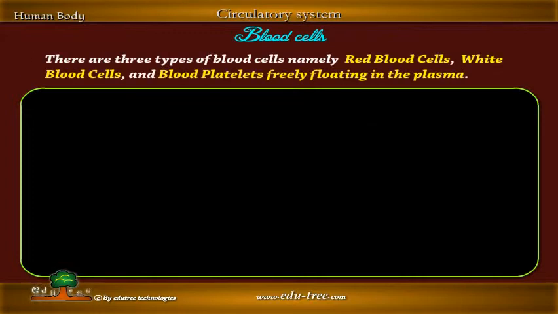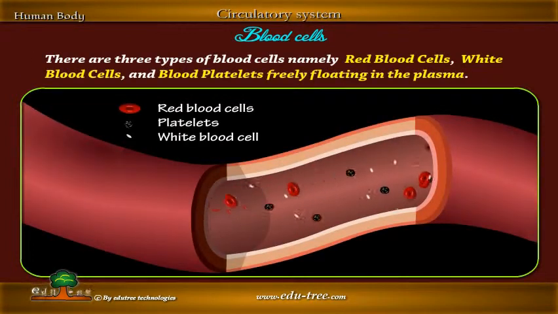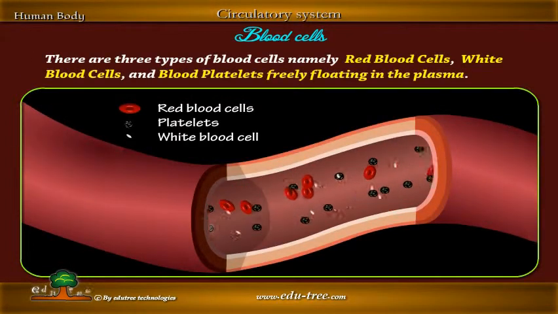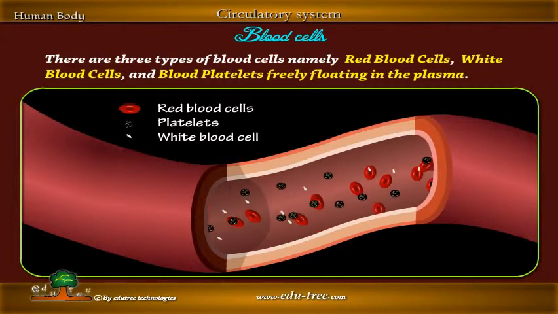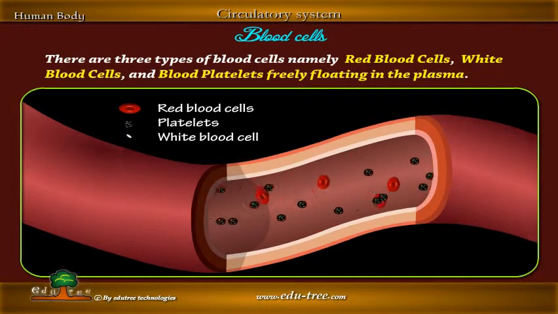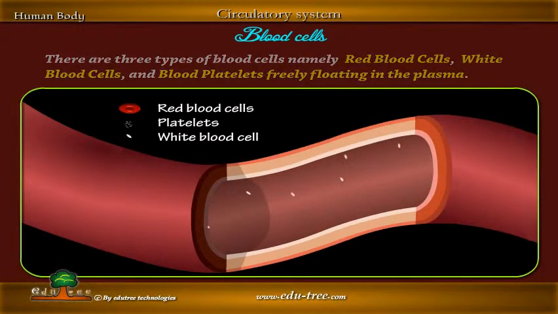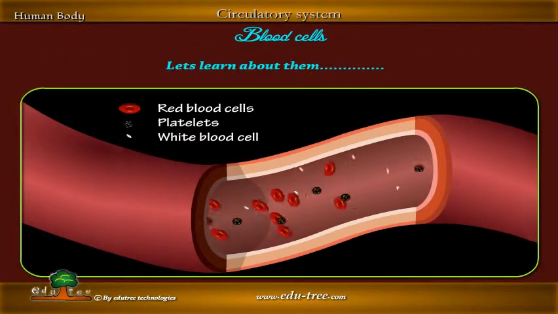Blood cells. There are three types of blood cells, namely red blood cells, white blood cells, and blood platelets, freely floating in the plasma. Let's learn about them.